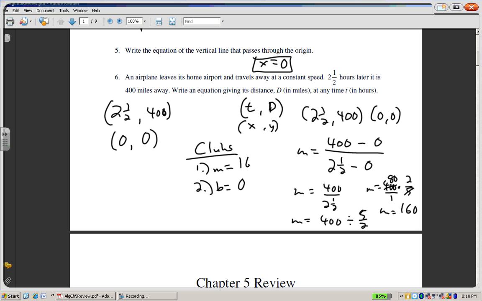All right, so I've got my slope, the y-intercept, right equation. Well, my equation would normally be y equals 160x plus 0. But in this case, instead of y, write a d. And instead of the x, we're going to write a t. It's optional whether you put the plus 0 or not. It's sort of up to you.